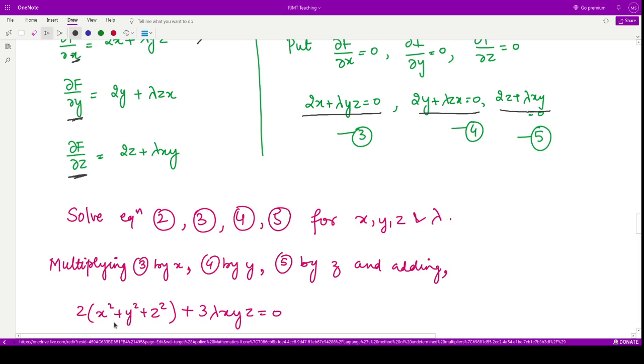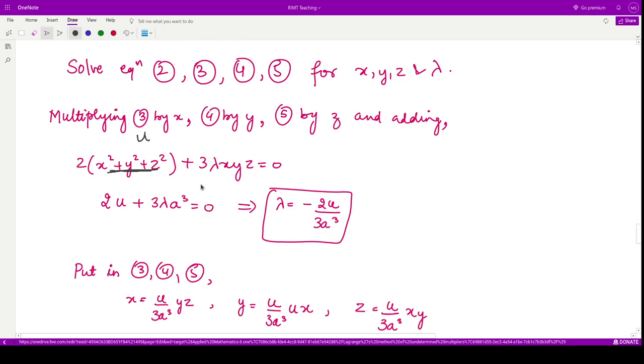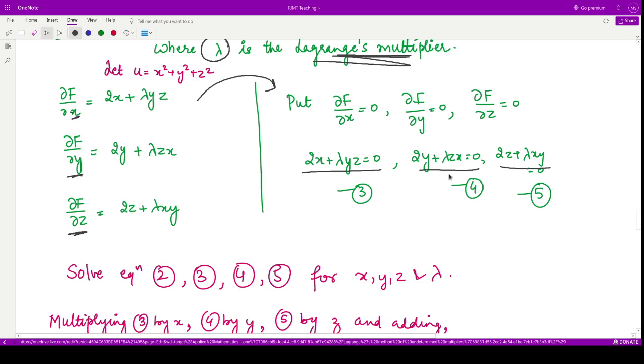Now what was this term? This was your u. Because this was your u term, you can calculate. And if you look at the given constraint equation number 2, that is a cube. So this relationship becomes this one, and from here the value of lambda is equal to minus 2u divided by 3a square. So you have calculated the value of lambda. Now you can substitute this value of lambda in equations number 3, 4 and 5.